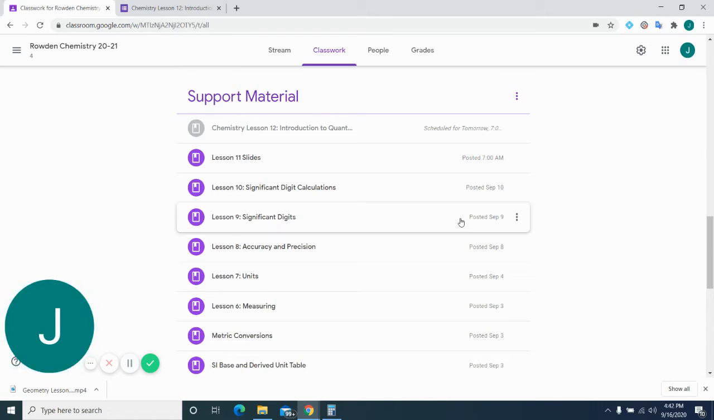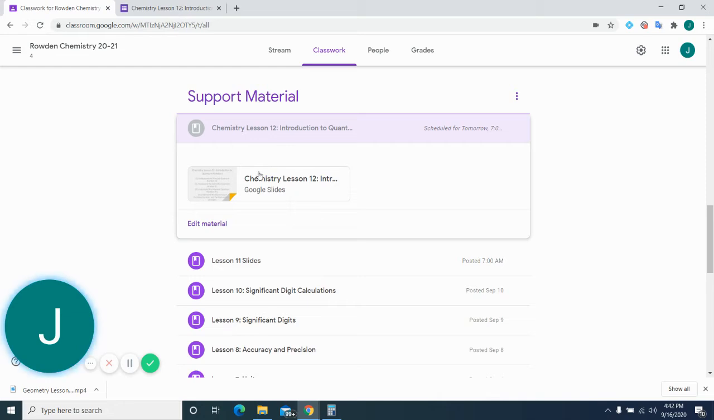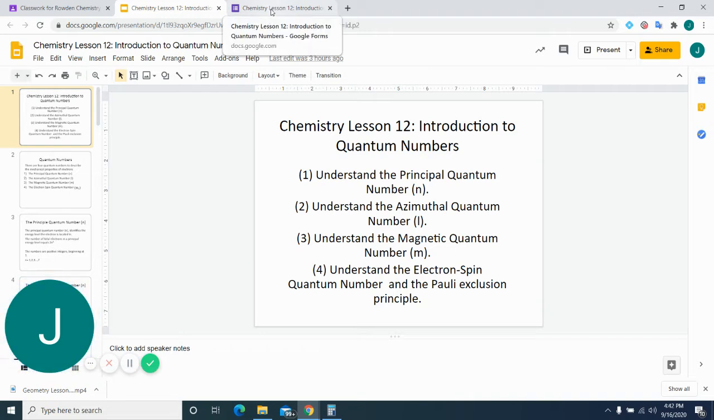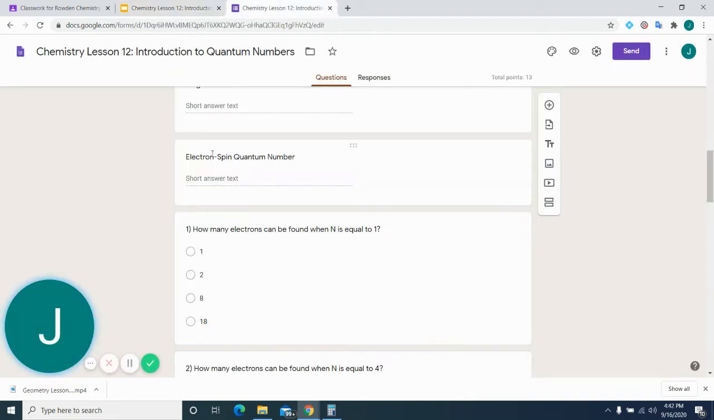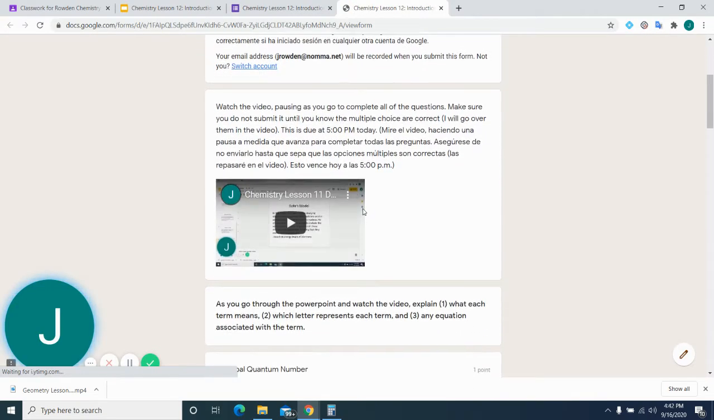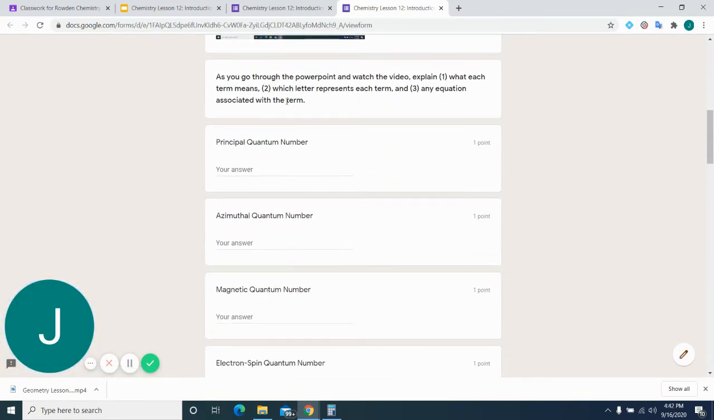Alright, we're going to look at lesson 12. So go to support material, and I would open up the slides and have these as we go through this. And as we go through each of these things, you'll notice on the assignment, the first thing you'll do is as we describe each thing, I'm going to give you a section to take notes.